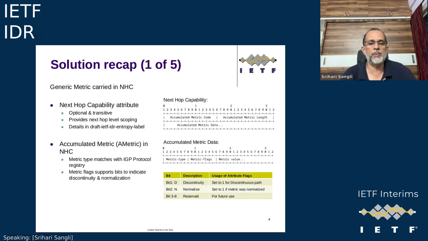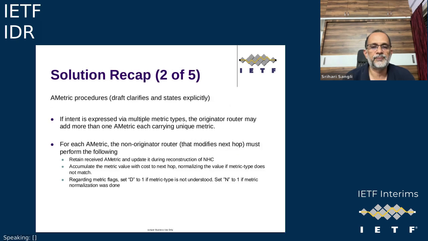The accumulated metric, like I said in the previous slide, matches with the IGP protocol type, and we have this structure as defined on the right side with the metric type and the flags, with some definitions for discontinuity and normalization of the metric as it happens. One of the things that we have heard from the customers is one would want to have intent defined using one or more metric types, and it's quite possible that the originator router may send more than one metric type to be able to identify intent. So the draft clarifies that a router can originate more than one metric type, and that gets accumulated.